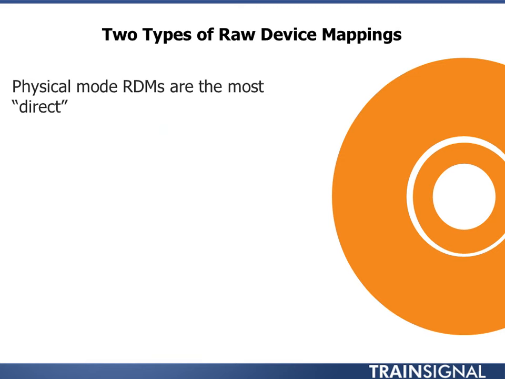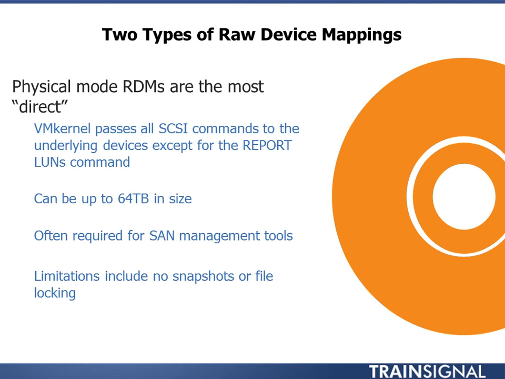So there are 2 types of RDMs. I kind of bumbled through this in the first part, but there are 2 of them. There's what we call physical mode RDMs, and those are the most quote-unquote direct. The VMkernel passes all SCSI commands to the underlying device except for one, which is the report LUNs command. Is that important to know? Probably not, but it's good to know for the exam.